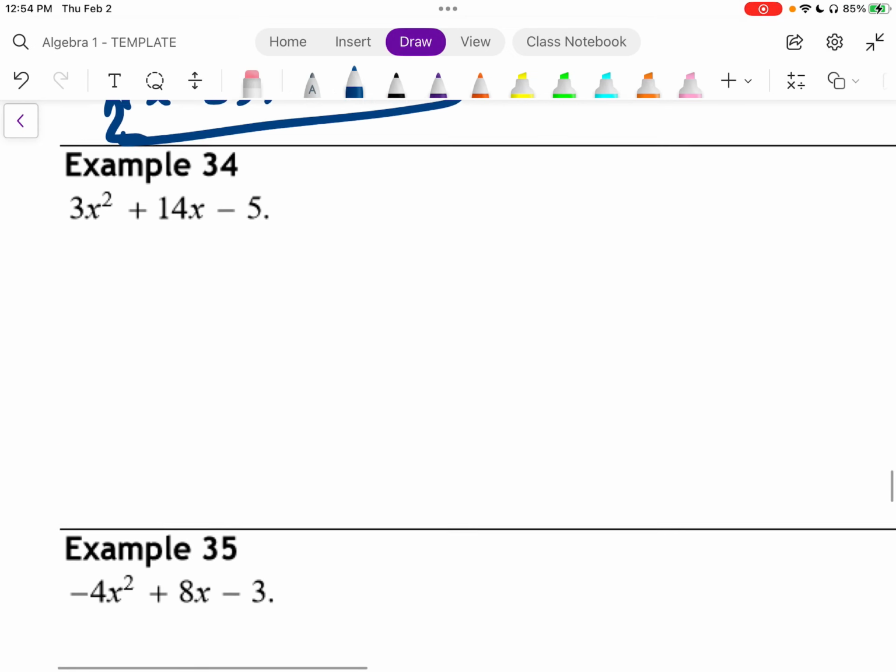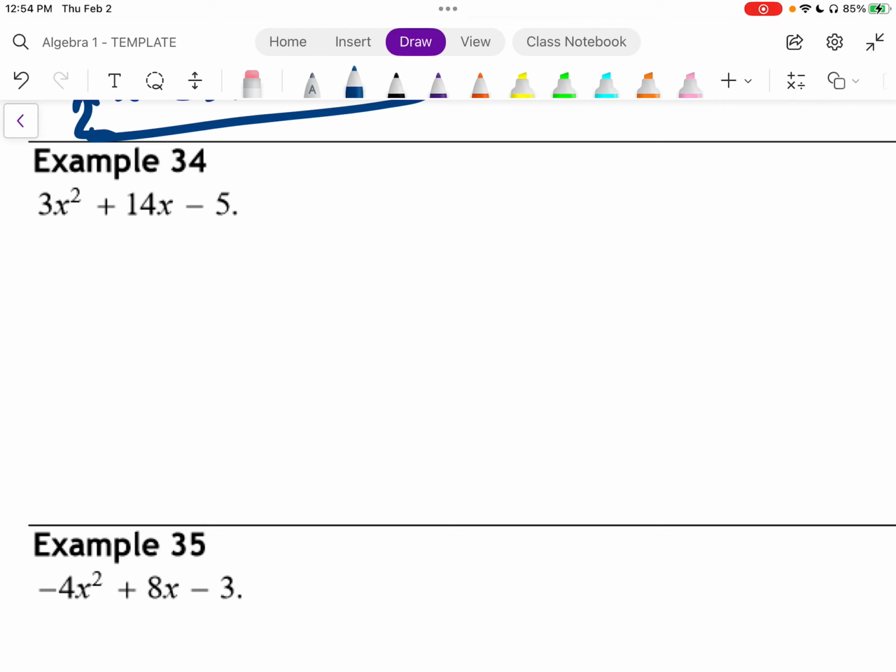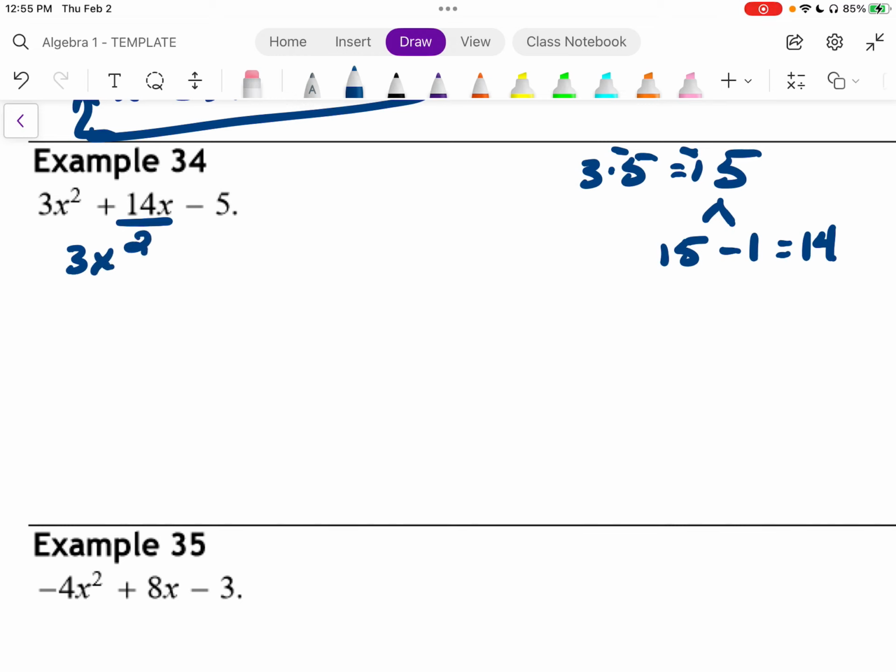Scrolling down to 34. I'm going to start off with 3 times 5. That gives me 15. Oop, and it's a negative 5, isn't it? So it's a negative 15. So I want two things that multiply to be negative 15 that add up to be positive 14. I'm thinking 15 minus 1, right? 15 times negative 1 gives me negative 15. And whenever I subtract that, that gives me a 14. So this will break apart to be 3x squared plus 15x minus 1x minus 5.